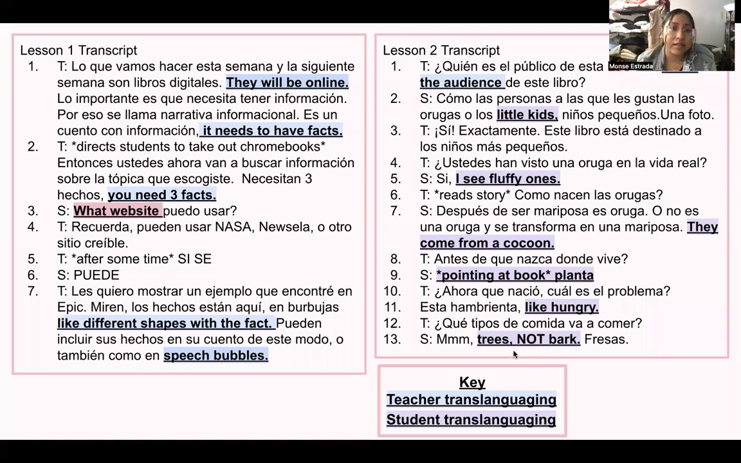So for lesson one, you can see how I labeled what was happening. I labeled the translanguaging that I was doing in blue and the student translanguaging in purple. And it makes sense why in lesson one there is more teacher translanguaging because again, I was providing that support, those examples, the modeling, the guides. And then during guided reading groups, they were the ones responding to me through translanguaging and building an understanding of what was expected for their books.